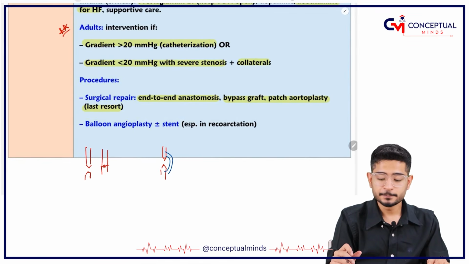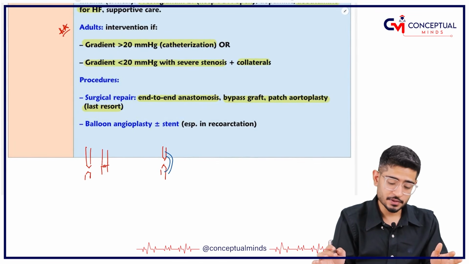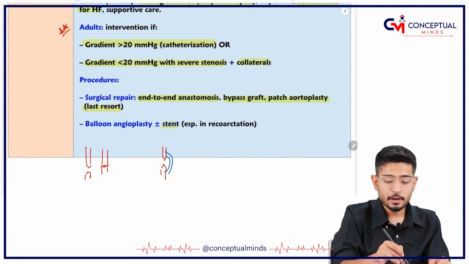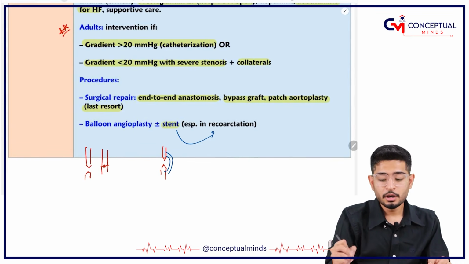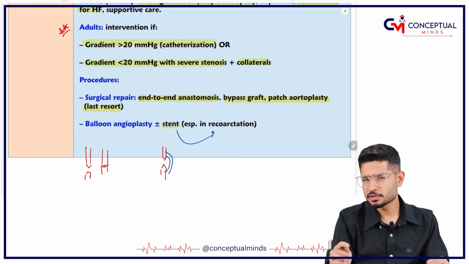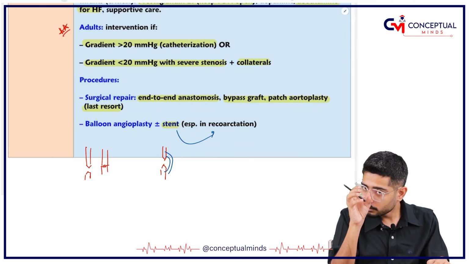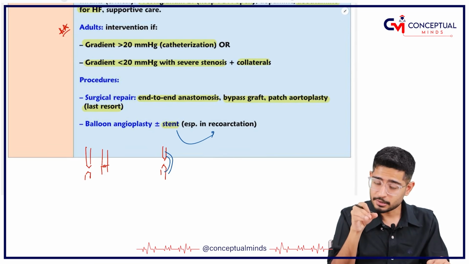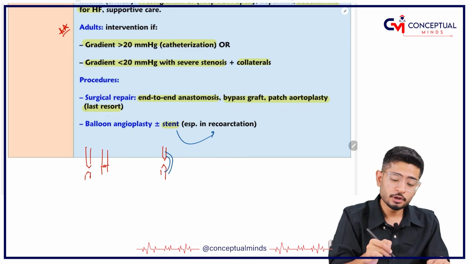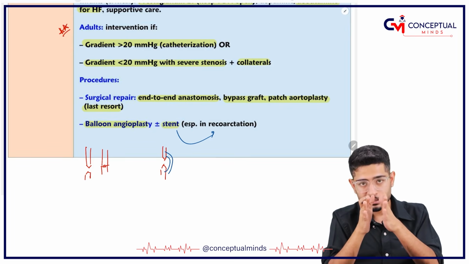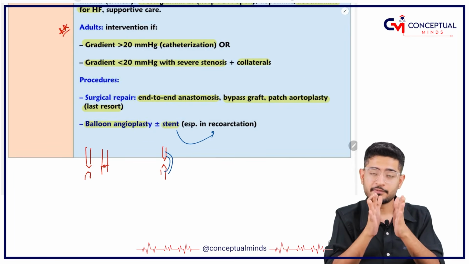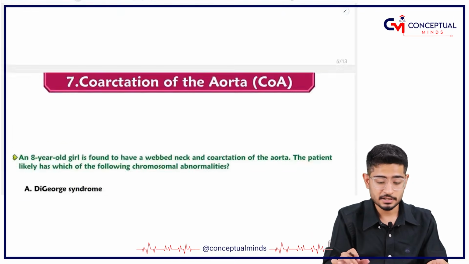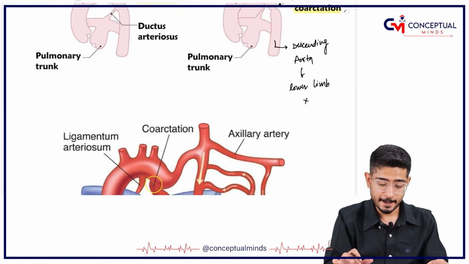One thing which you have to understand is that we put the stent. Why do we put a stent? In order to prevent the recoarctation, so that it is not closing and narrowing again. So in order to prevent that, we do a balloon angioplasty that is going to dilate the vessel, and after that we put a stent, especially in the case where the recoarctation chances are very high.